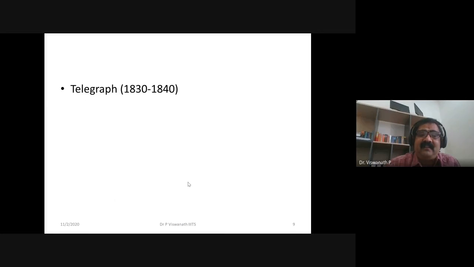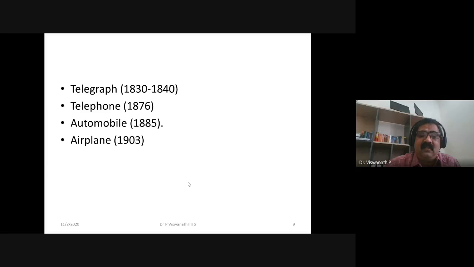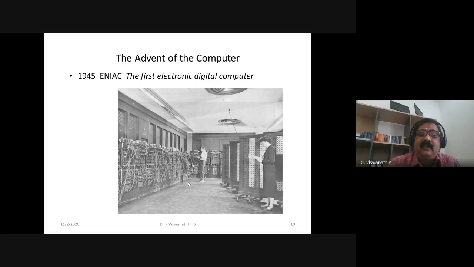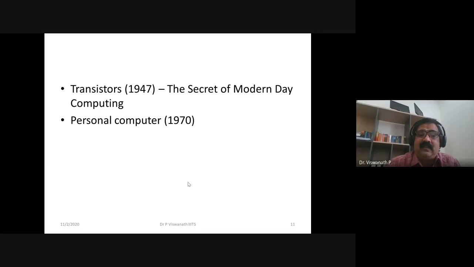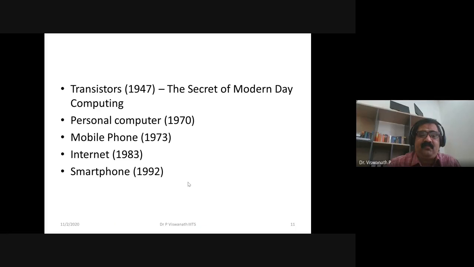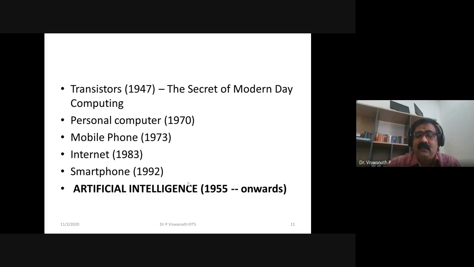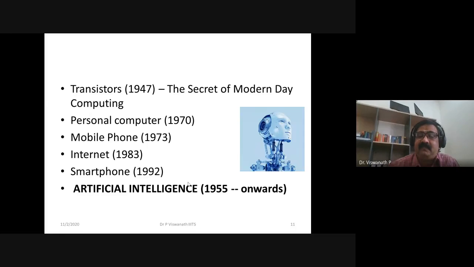Later on, the telegraph came into the picture, telephone, automobiles, airplanes, and the electronic digital computer came into the picture in 1945. Okay, so the transistors revolutionized things, and today we have personal computers from 1970 onwards. Mobile phone came in 1973, internet came in 1983, smartphone came in 1992, and so on. The era of artificial intelligence started in 1955 onwards. It was started in 1955 itself.